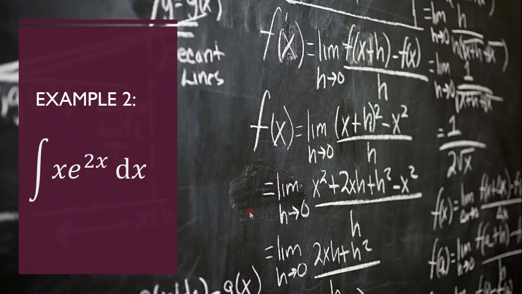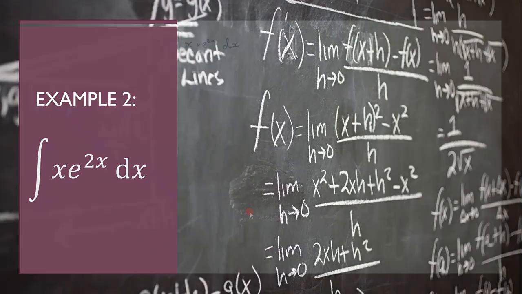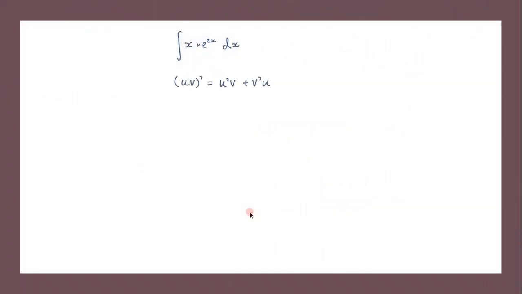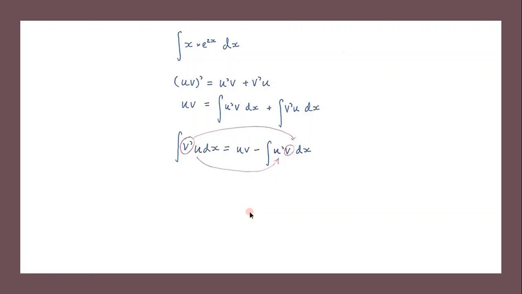So let's have a look at another example. x e to the 2x. So I make it a habit to derive the integration by parts formula from the product rule, because it doesn't take long to do, and it does get you in the mindset of what functions you should choose for v and which functions you should choose for u, because this is important.